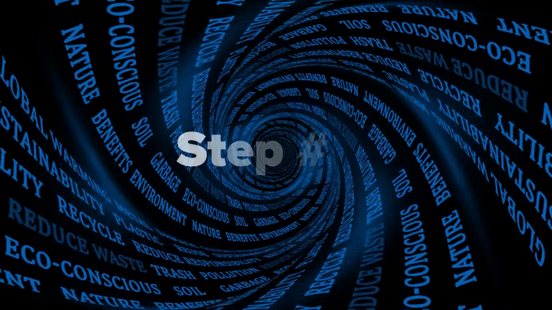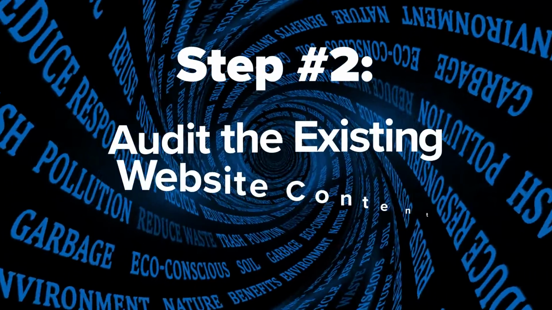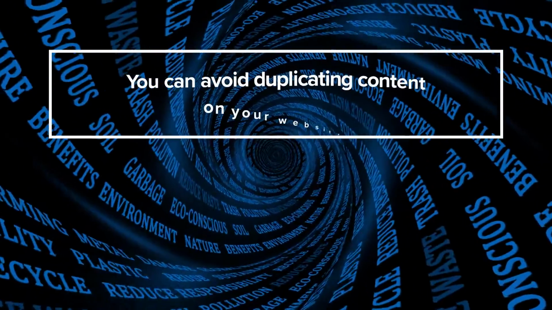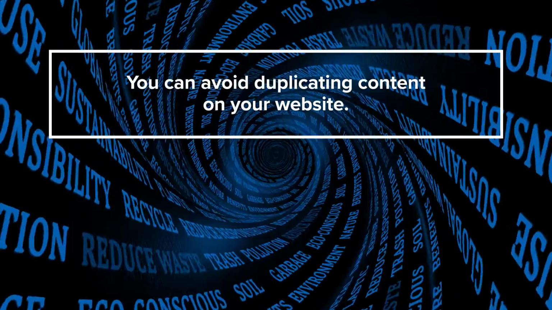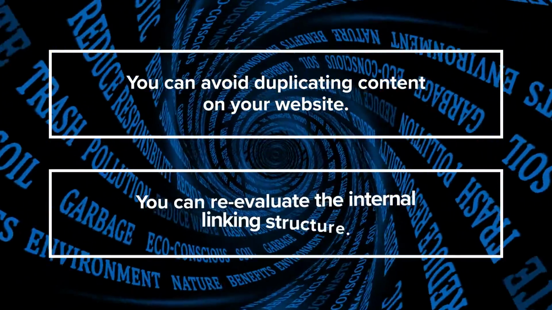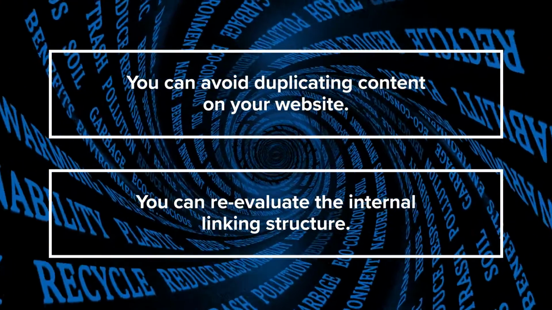Step 2. Audit the existing website content. There are two main benefits of this process. First, you can avoid duplicating content on your website by optimizing and updating existing content. Second, you can reevaluate the internal linking structure.